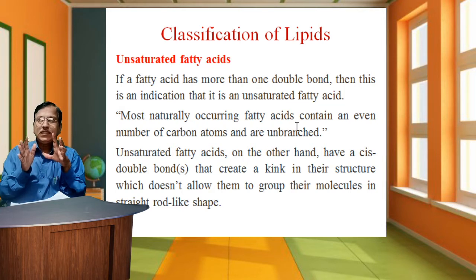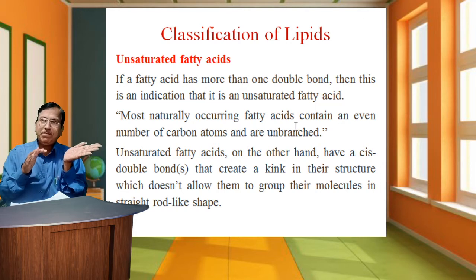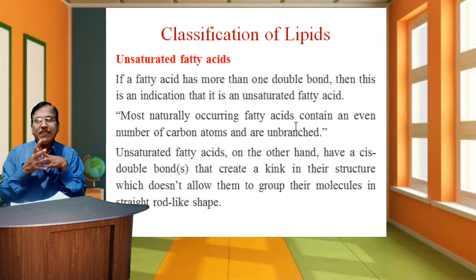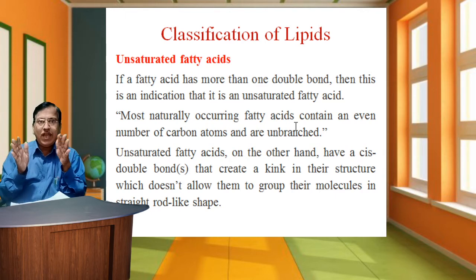Then this is an indication that it is an unsaturated fatty acid. Most naturally occurring fatty acids contain an even number of carbon atoms and are unbranched. Unsaturated fatty acids, on the other hand, have a cis double bond that creates a kink in their structure, which doesn't allow them to pack their molecules in a straight rod-like shape. So this is the unsaturated group, which has specific characteristic features.